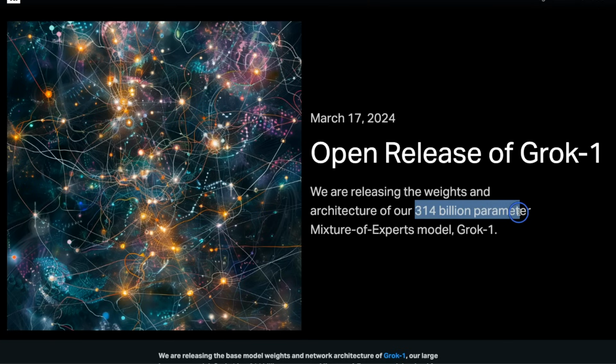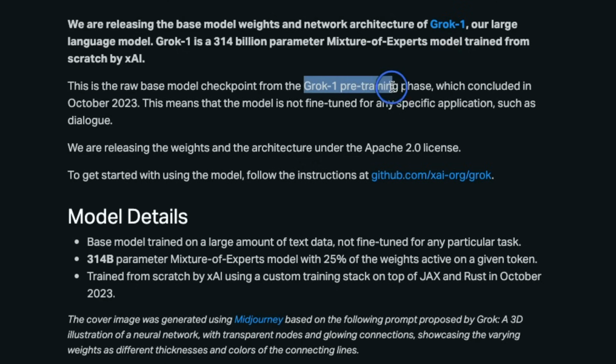It is a 314 billion parameter mixture of experts model. And the model released is only the pre-trained model. So this is the base model, which was trained in October 2023. It's not the fine-tuned version. That means it's going to be completely uncensored, and it's released under Apache 2.0. So you can use this for commercial purposes.